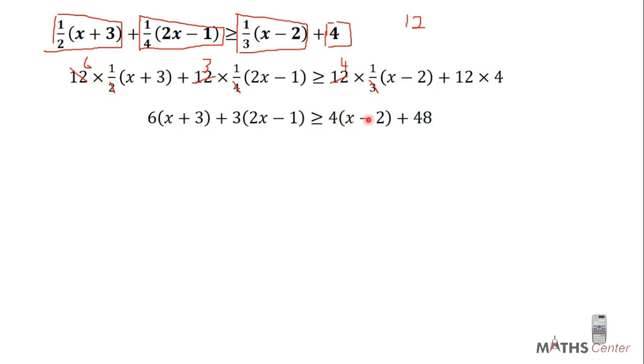So into bracket x minus 2. 12 times 4 is 48. From here, it becomes type 3 of linear inequalities. So you open the brackets and you simplify.